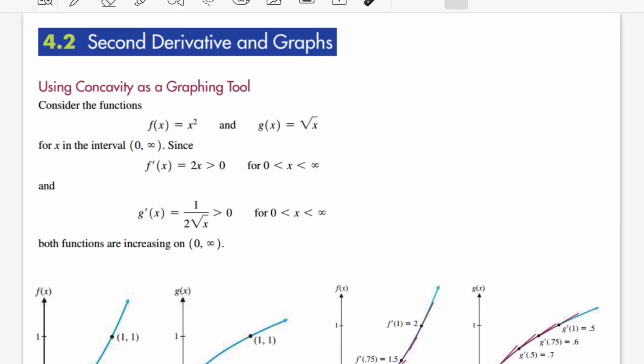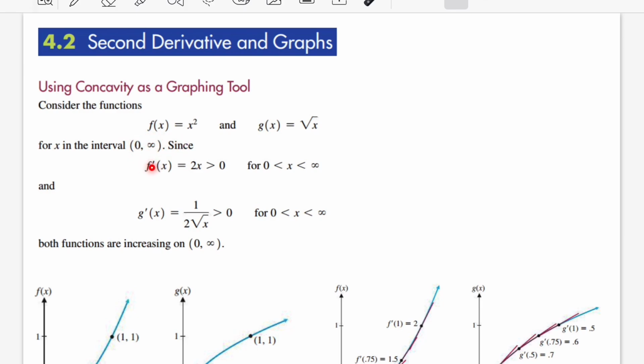In this video, we're going to go over section 4.2 from our textbook, which goes over the second derivative and what that can tell us about the graph of a function. So first, let's look at these two functions. f of x is equal to x squared and g of x is equal to the square root of x. And these functions are defined on this interval here.